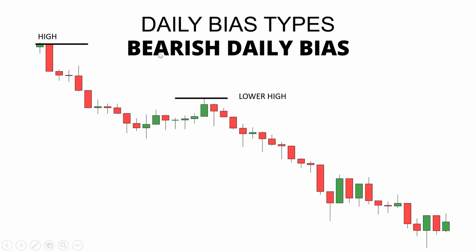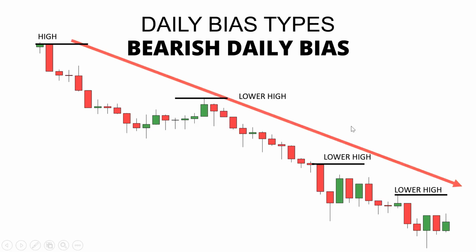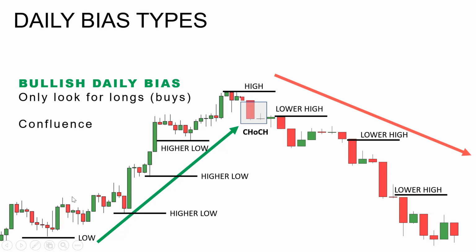So with the bearish daily bias, we look at downtrends. We look at a high, then a lower high, and then another lower high. And we confirm that there is a downtrend where there'll be a buy side liquidity. You'll see a whole bunch of break of structures.